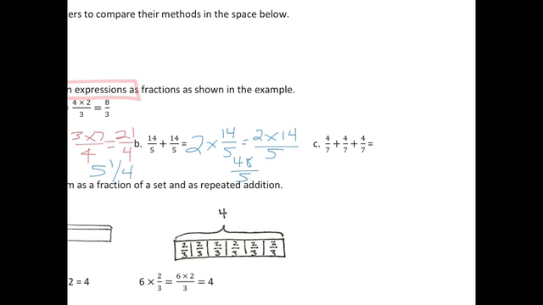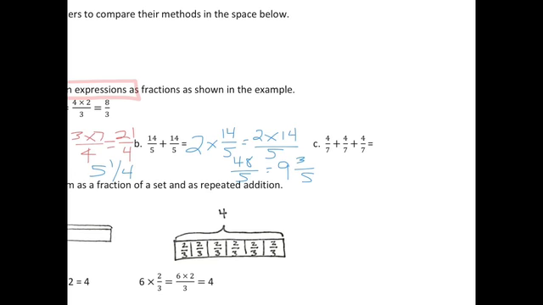over 5. And I can pull out not only 1 whole, not 2 wholes, not 3 wholes, not 4 wholes, not 5 wholes, not 6 wholes. I can actually pull out 9 wholes. That's 45 fifths is 9 wholes. That means I've got 3 fifths left over.